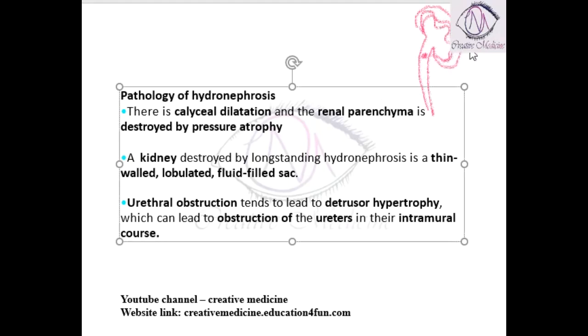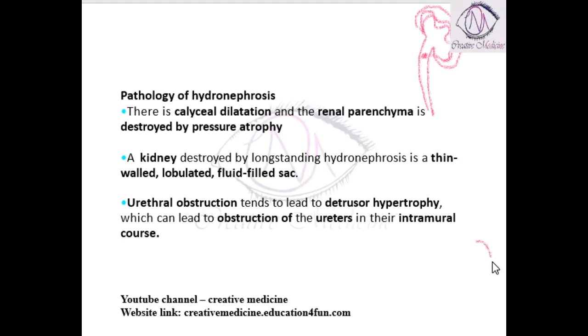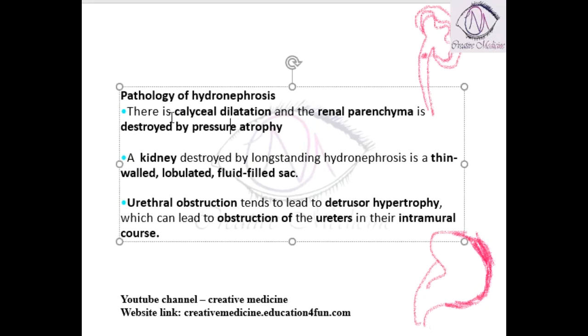Slowly and slowly this renal parenchyma becomes only a thin walled structure, because the renal parenchyma becomes atrophied, resulting in a thin walled structure with a sac completely filled with fluid. So this is called hydronephrosis. So first there is calyceal dilatation, and because of calyceal dilatation there is pressure atrophy.